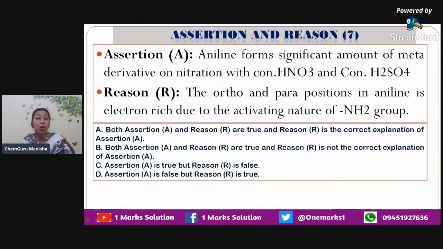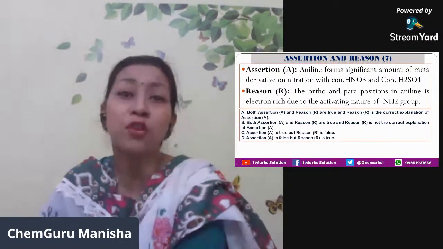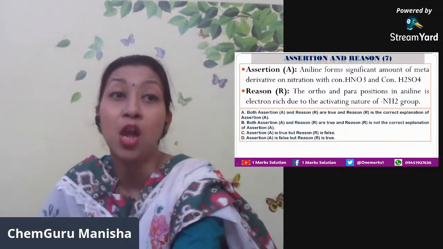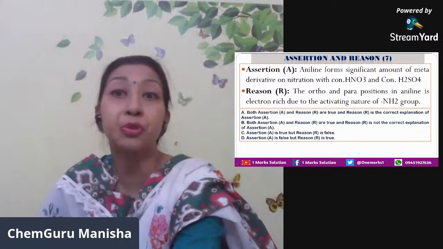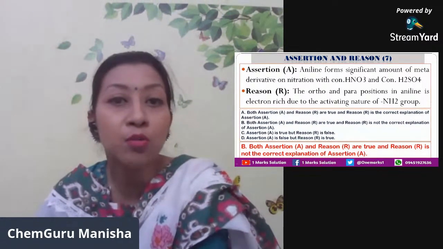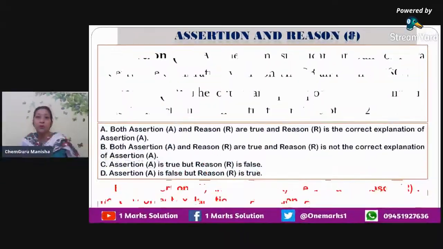Now, reason says the ortho and para position in aniline is electron rich due to the activating nature of NH2. That is also true because ortho and para position is directed by aniline. Aniline has NH2, which is ortho-para directing. So, of course, ortho and para position has electron density, because of which it is ortho-para directing. So, assertion is true. Reason is also true, but reason is not explaining the assertion. Why? Because reason only talks about ortho and para position and is not talking about the meta position.